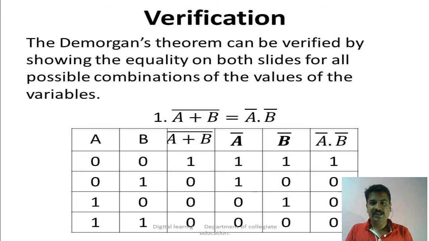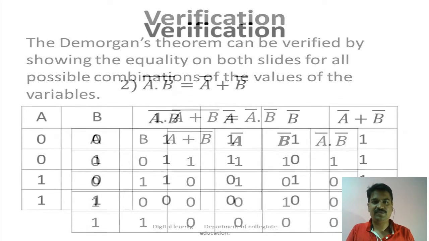That's verified. And the third combination, 1 and 0: (a + b) whole bar is 0 and a bar dot b bar is also 0. And for the fourth combination, 1 and 1: (a + b) whole bar is 0 and a bar dot b bar is 0 again. So the third column, which is the left hand side of the equation, and the sixth column, which is the right hand side of the equation, are exactly matching according to this truth table. So we verified De Morgan's theorem, first theorem.